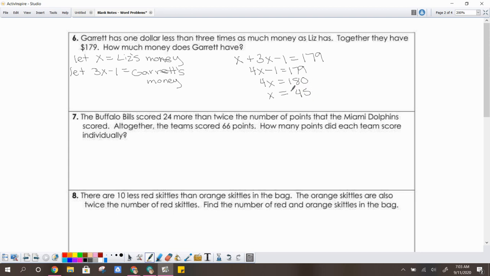Okay, and this $45 represents Liz's money. So now to get Garrett's money, we're taking 3 times that 45 and then subtracting 1. And when we do that, we get $134. And this problem is only asking about how much money does Garrett have. So my answer is $134.